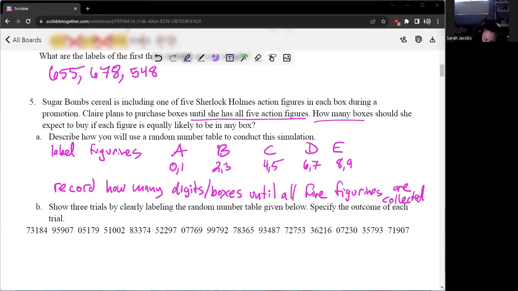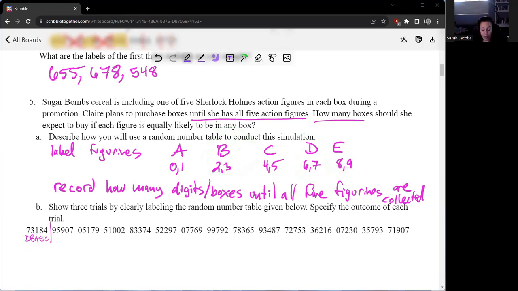Cool. So first digit here is 7. That's going to be figurine D. Next is a 3, which is figurine B. Next is a 1, which is A. An 8, which is E. And a 4, which is C.